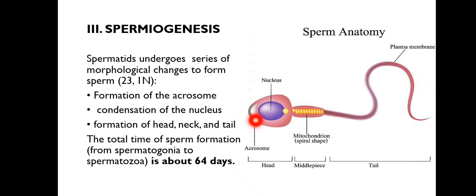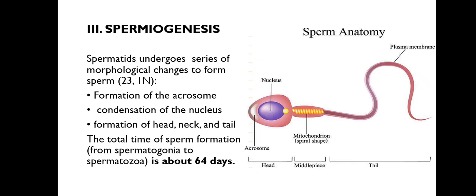You can see that the acrosome was formed here. Condensation of the nucleus. You can see that this nucleus has what? Condensed, which contains the genetic material. There is formation of the head, neck, and tail. You can see that there is the head here, there is the neck here, and there is the tail. Now, you must know that the total time of sperm formation from spermatogonia to spermatozoa is about what? 64 days. So every sperm that is alive today was formed 64 days ago. That you must know, because they can ask you.